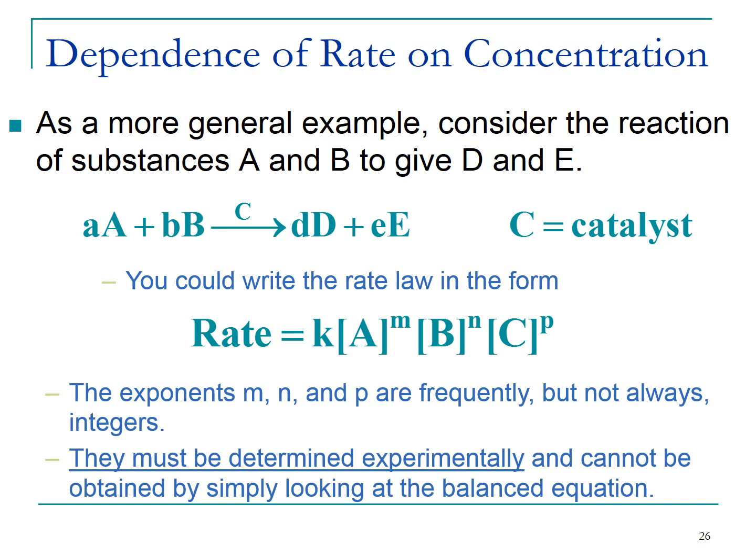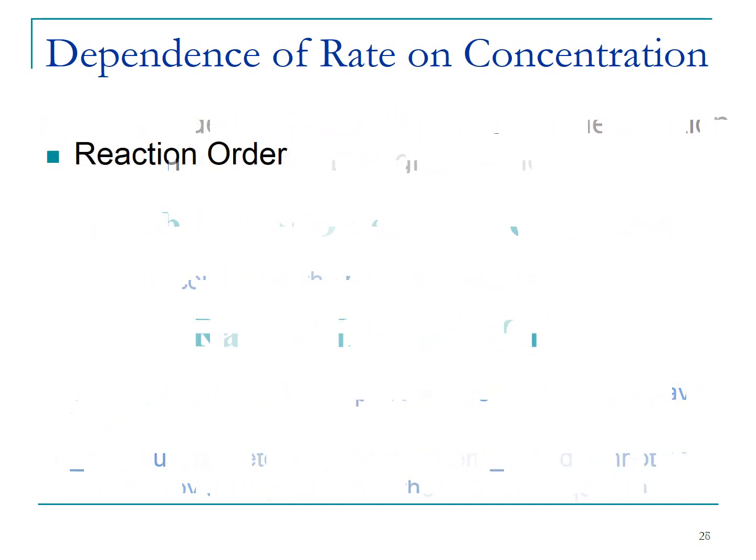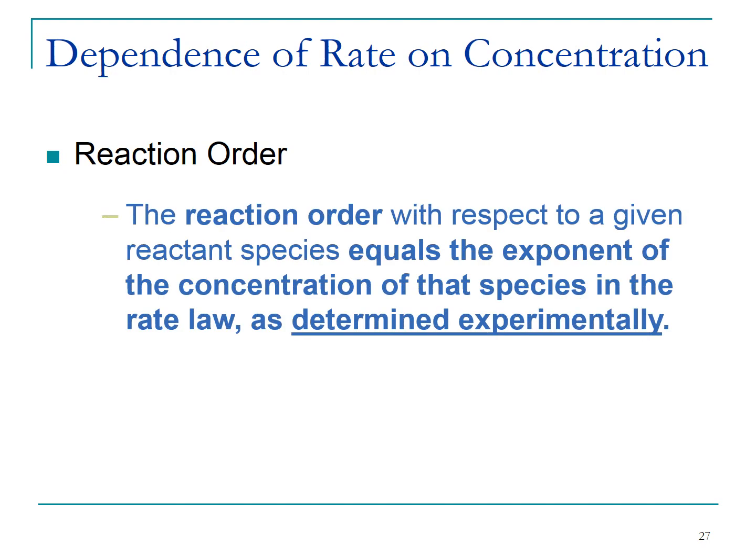But this is very important. They must be determined experimentally and are not gotten just by looking at the balanced equation. So again, the powers can be, but are not always, the same as the coefficients. And so that's a very important thing to keep in mind. All right, so let's first talk about what the reaction order is. The reaction order is just equal to the exponent of the concentration. So again, that's the power, the little m or the little n or the little p, and it's determined experimentally, not from the balanced equation.